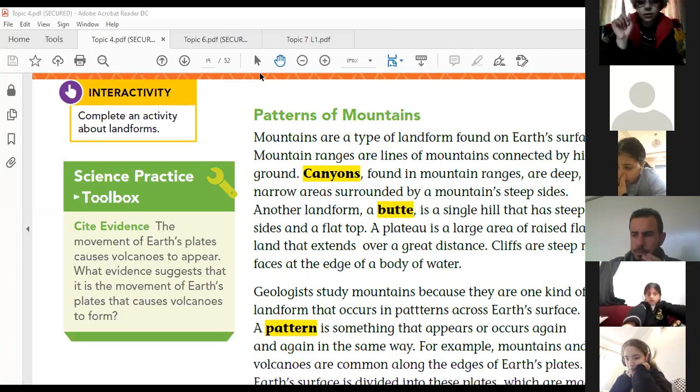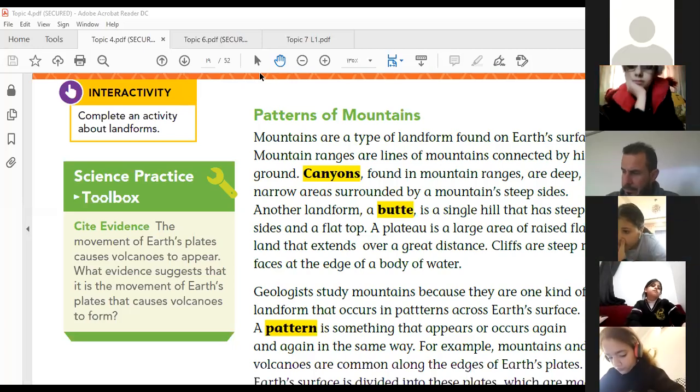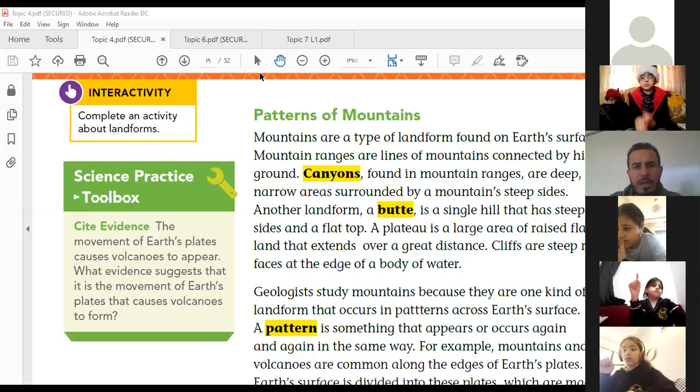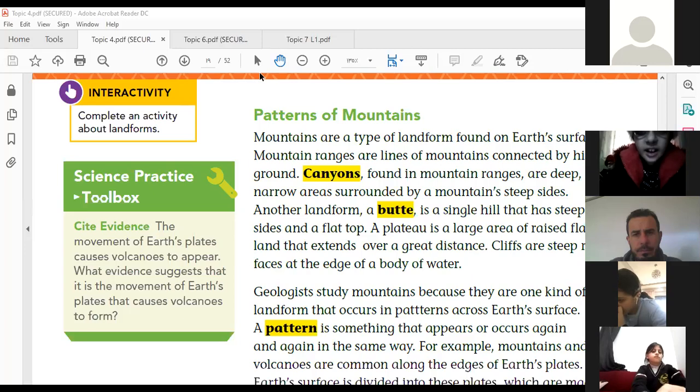A butte is a single hill that has a steep side. Okay. Thank you, Yusuf. Hadia, you can answer. The butte is a single hill. The plateau is a large area. Yes, thank you, Hadia. Simply, the plateau is wider. A plateau is wider than a butte.